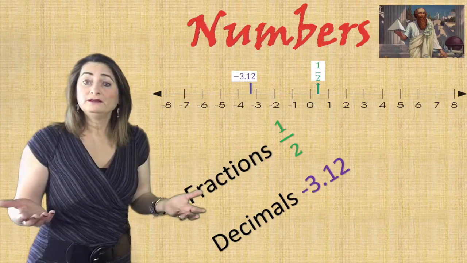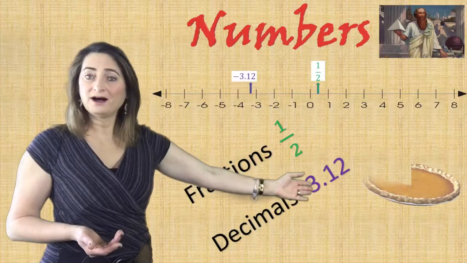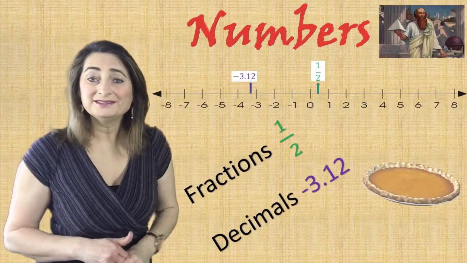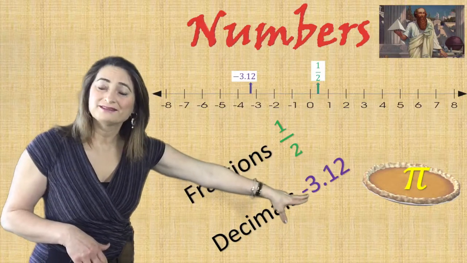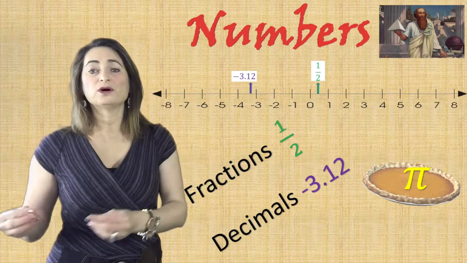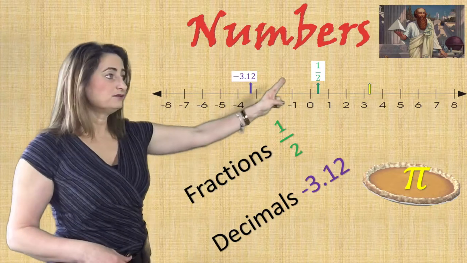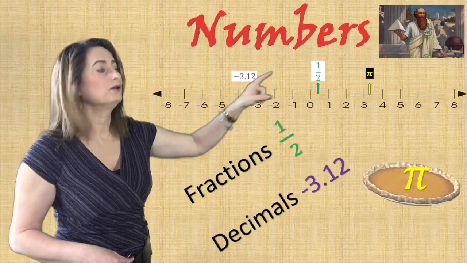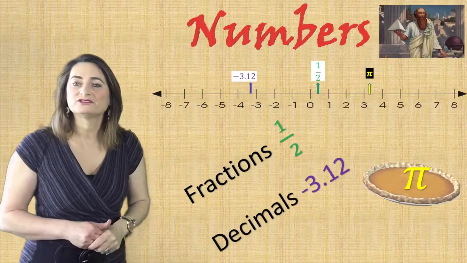Or it could be symbols, just like pi, but I'm not talking about the pie you eat. It's the symbol pi in math. The value of pi is 3.14. So go to the positive 3.14, estimate where it goes, and pi goes right after 3.14.